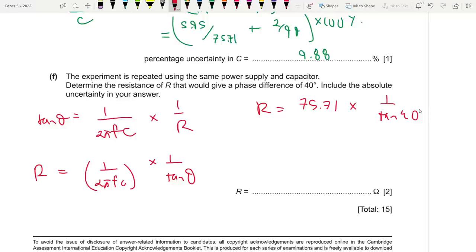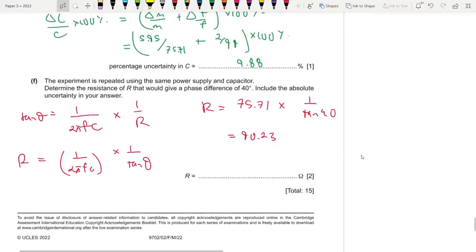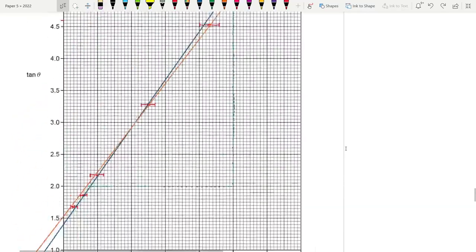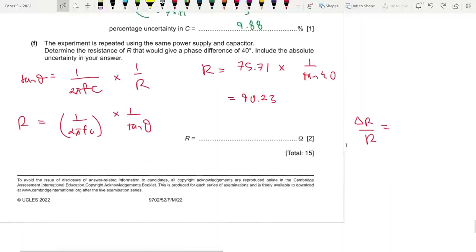To 75.71. I'm getting a value of 90.23. Okay, this is our value. Now we need to find out the absolute uncertainty. How? So del R by R, what does it depend on? It basically depends on the gradient and theta. Theta had no uncertainty, right? Theta had no uncertainty, clearly. So it only depends on gradient.